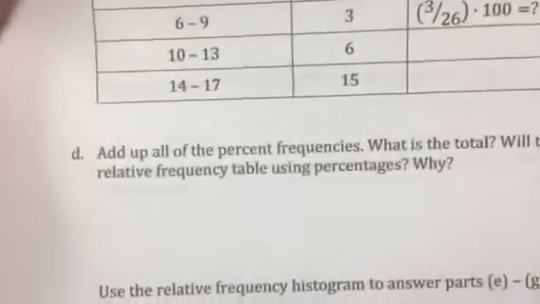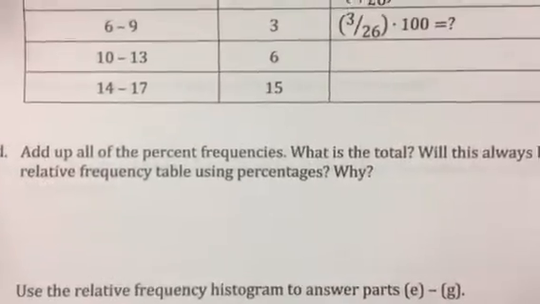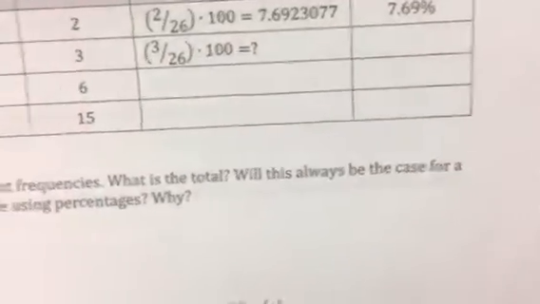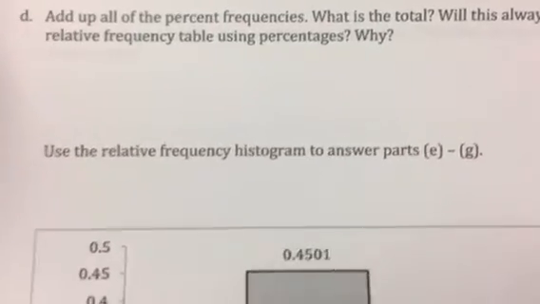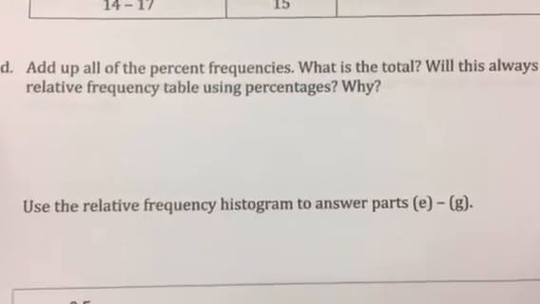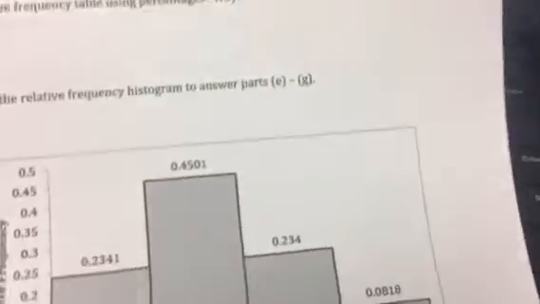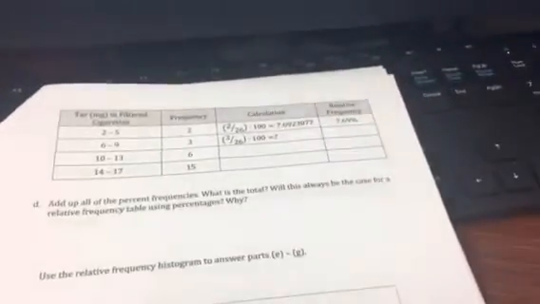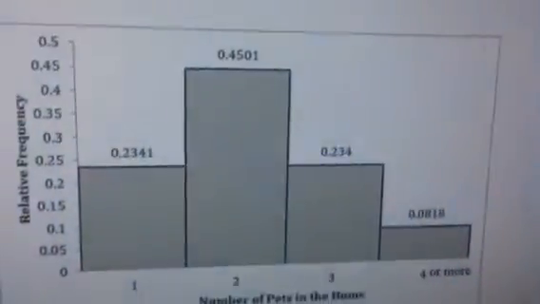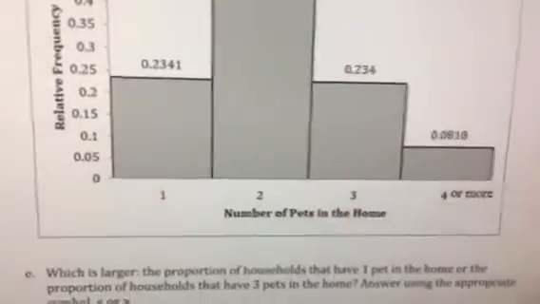Okay. Now what they ask you to do, once you get those calculated, you're going to add all those percentages up and see what the total is. You should notice something about this. So answer those questions. And then notice it says use the relative frequency histogram to answer these parts. So they're talking about this relative frequency histogram. So let me change this on my screen. Okay, so they're asking you to take this histogram and then answer these questions.